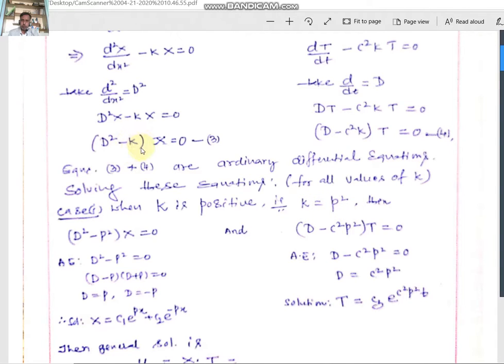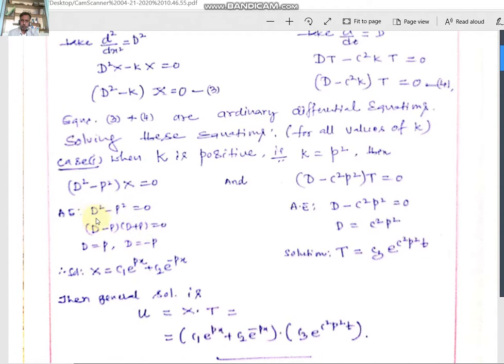Then put k equal to p square in the first equation, that is (D square minus p square) x equal to 0. Then the auxiliary equation will become D square minus p square equal to 0. That is, factorization: (D minus p)(D plus p). So D gives one value p, another value minus p. So the complementary function is x equal to c1 e to the power px plus c2 e to the power minus px.